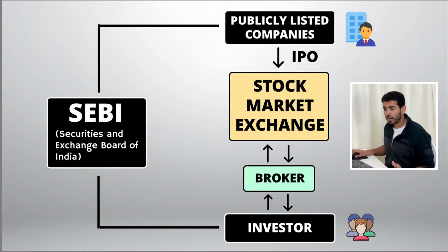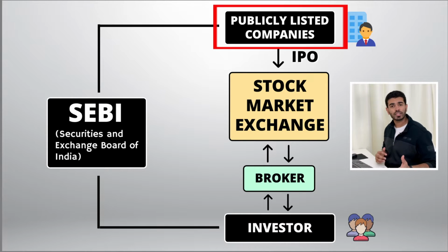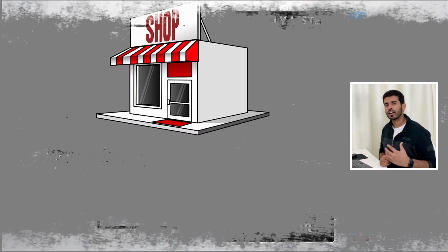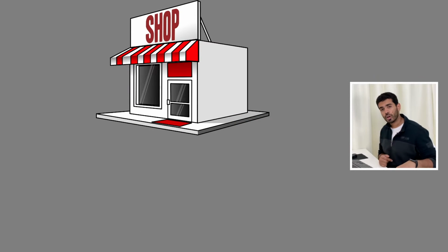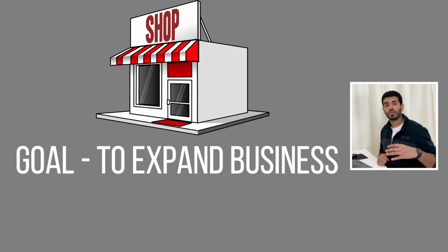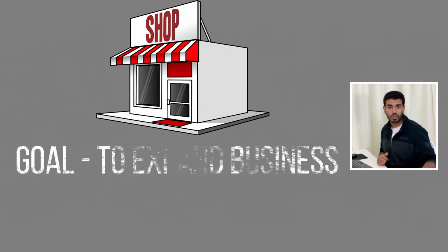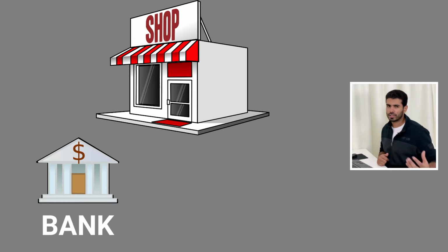Now you might be wondering, why do companies actually sell their stocks on the stock exchange? Let me explain that with an example. Let's say you are currently running a clothing business. You have one shop and that shop is doing really well. It is making good profits. Now you want to expand and for that you need money. To open another shop, you can either go to a bank, take a loan and start a shop.